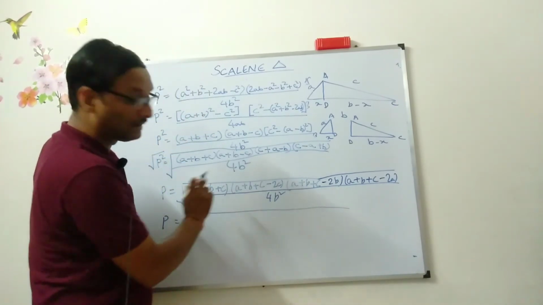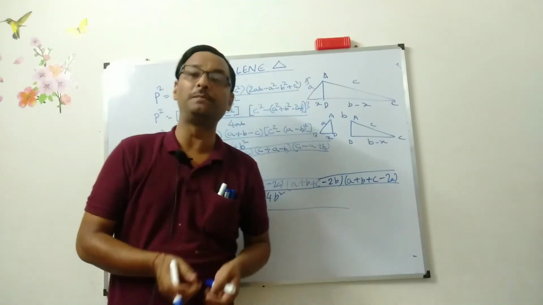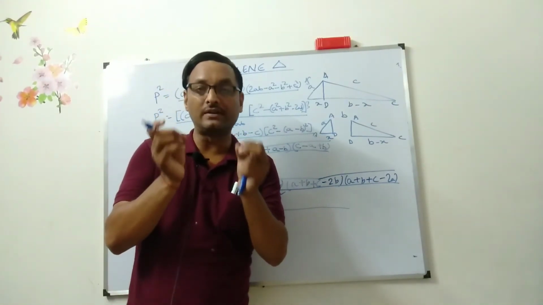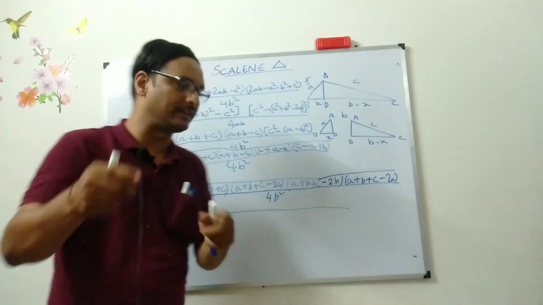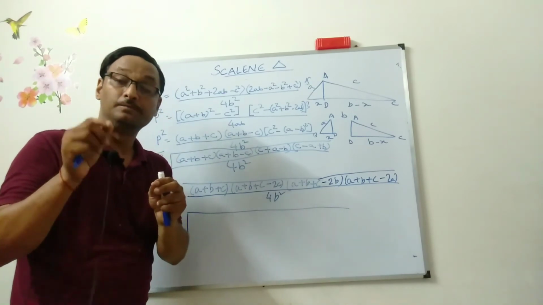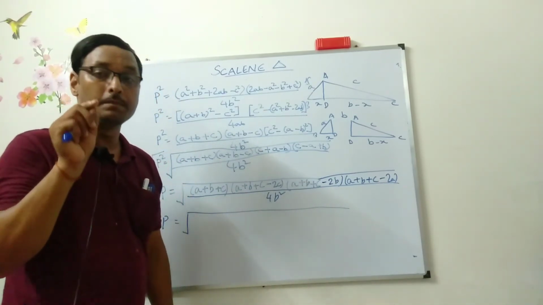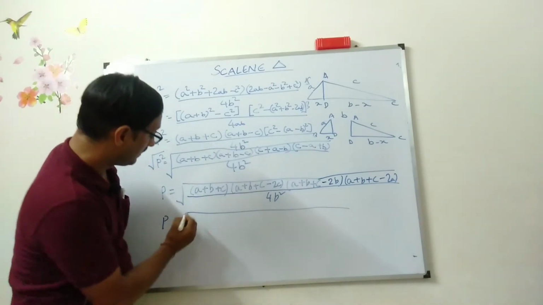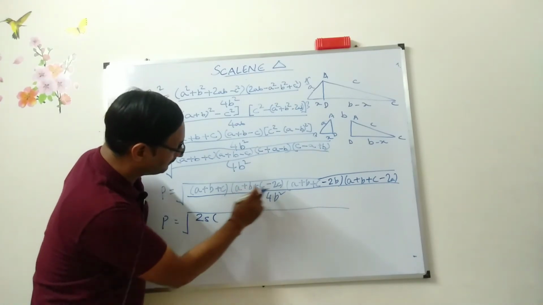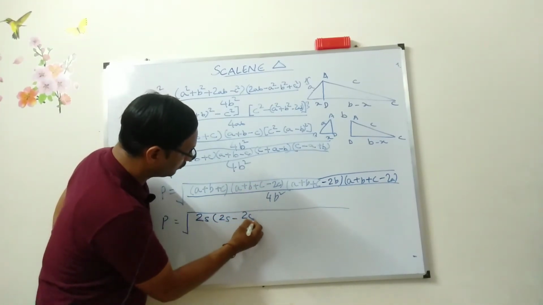Now, for a plus b plus c, what can you write? What is a plus b plus c? That is the perimeter of a triangle, the sum of all three sides. So how have I denoted the perimeter of a triangle? 2s. That's why I said this is very important. Whatever I am teaching, for a plus b plus c, again you write 2s minus 2c.